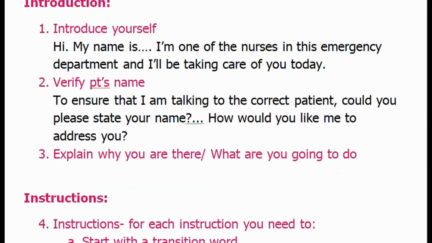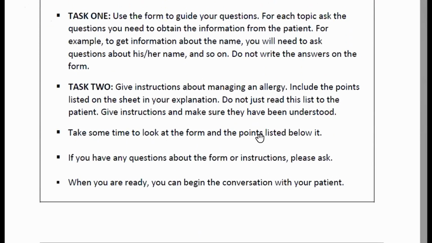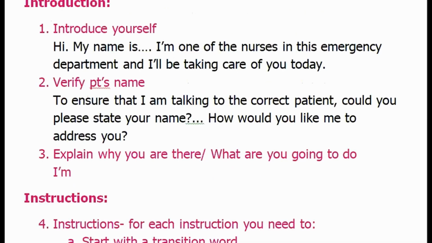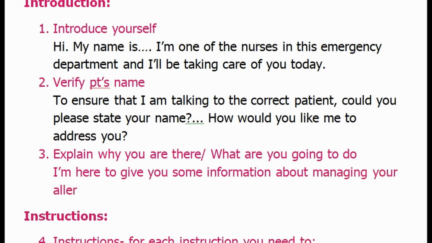Okay. And then the last component in the introduction is to explain why you are there. Remember from the instructions to give discharge instructions about managing an allergy. So you could say to the patient, I'm here to give you some discharge instructions or some information about managing your allergy at home as you recover after your discharge.